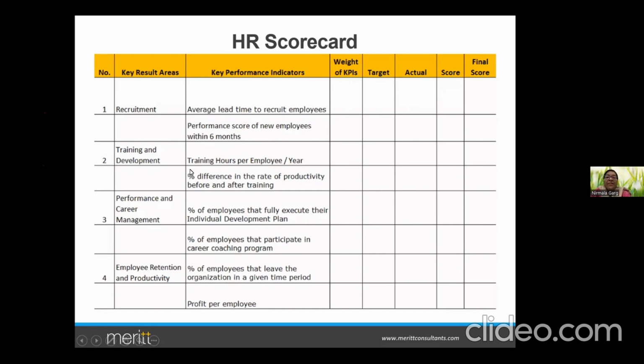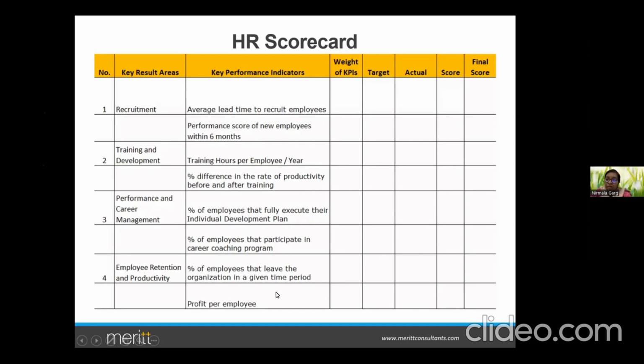Training and development. What are some of the KPIs you will track? Number of hours per employee. Training hours, right? Even rate of productivity. And in career progression, I don't know how many people do that. We could do that. Then retention.